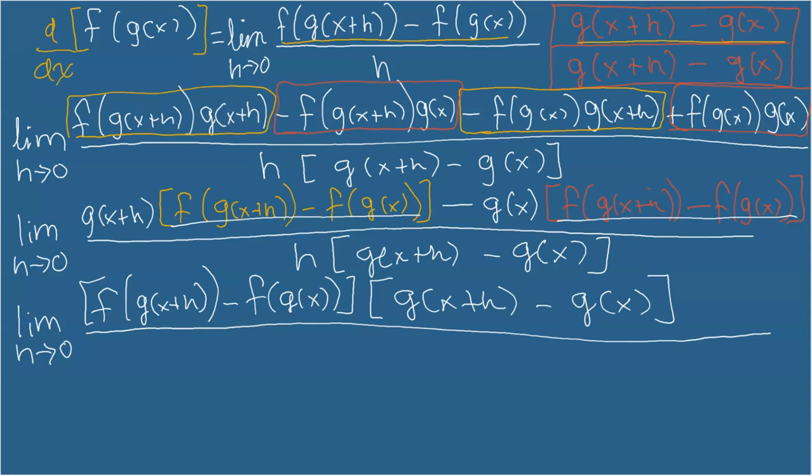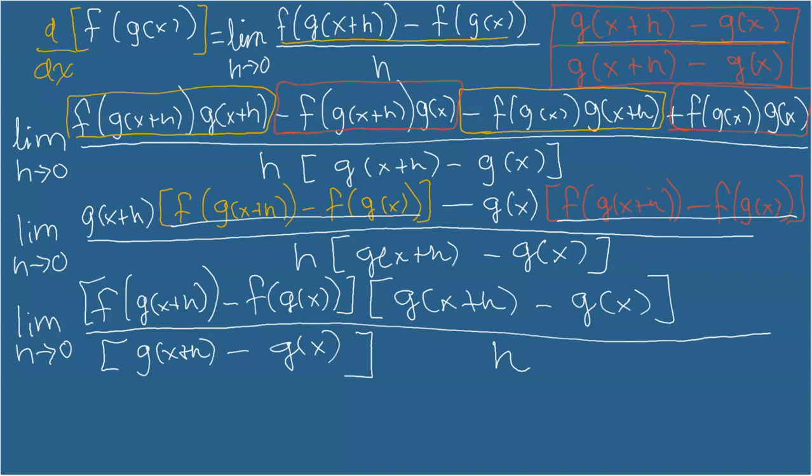On the denominator, I still have h multiplied by g of x plus h minus g of x. And you may notice how I just wrote the h on sort of the right side of that expression.